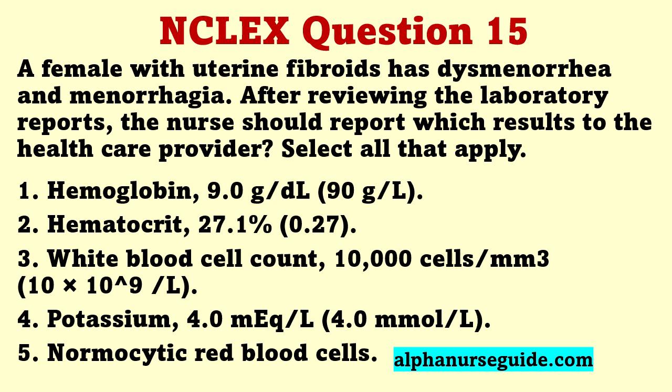The hemoglobin and hematocrit indicate the likelihood that the fibroids causing heavy menstrual blood loss have resulted in anemia. A hemoglobin of less than 12 grams per deciliter in women is considered low. The white blood cell count and potassium levels are within normal parameters, and normocytic red blood cells are normal.